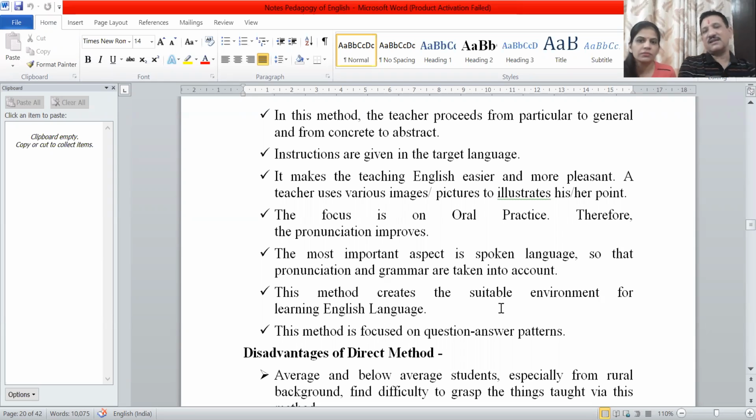For the illustration of some of the points, the teacher uses images and pictures, showing whatever the teacher wants. For example, I am showing you a mobile. Then I will say, what is this? This is a mobile. This is the cover of the mobile. This is the back side of the mobile. That means we are using complete sentences by showing the image or the object, and one by one we will describe it in only one language, that is English.